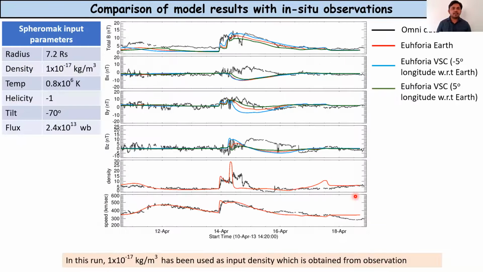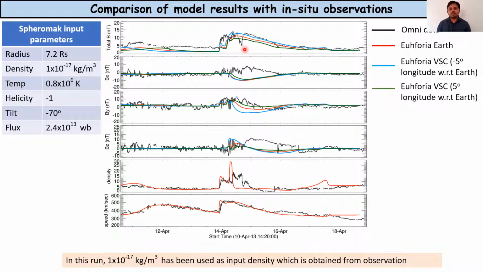So here finally I have made a comparison of the in situ and the model results. With the higher density value we have used here, we get a pretty decent match. Although the Bz arrival is prior to the actual observation, the arrival speed and the field strength match quite well here. Although lots of work needs to be done to tackle the spheromak rotation problem.